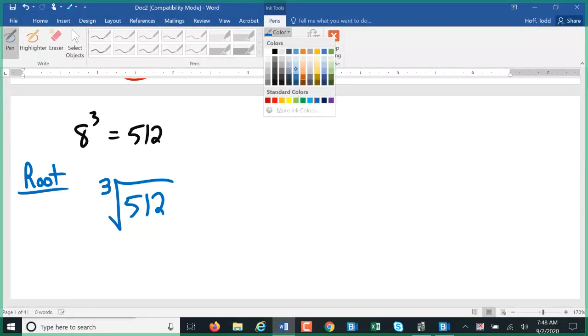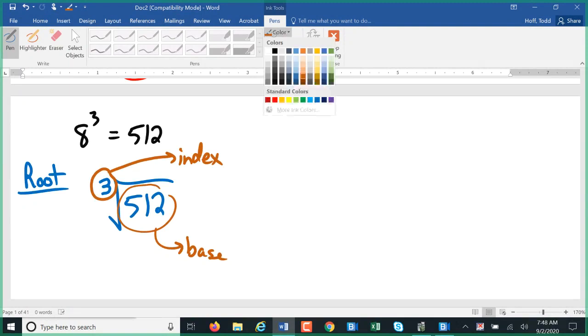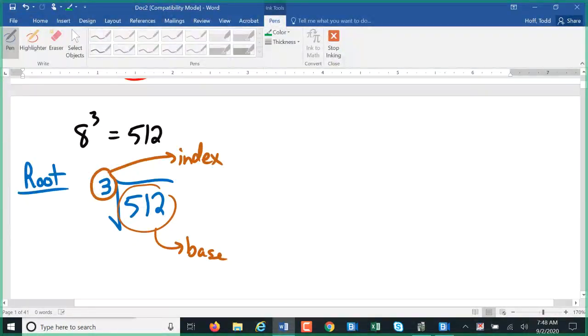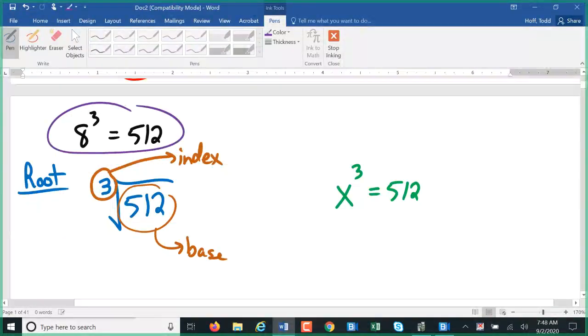A root has two parts again. It has our base, just like an exponent, the power does. And instead of a power, it has an index. That index tells us what power it is that we are reversing. So this is called a cubed root or a third root of 512. It is asking us what number to the third power gives us 512. All we know, we just did, 8 to the third power is 512. So we know that that equals 8.